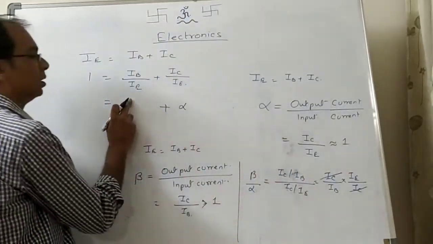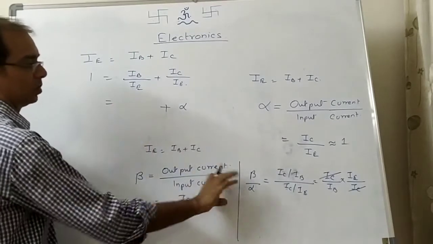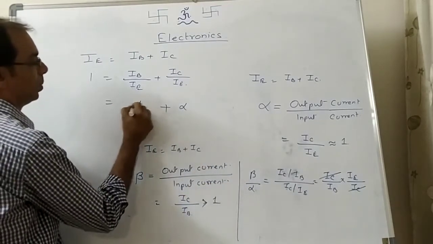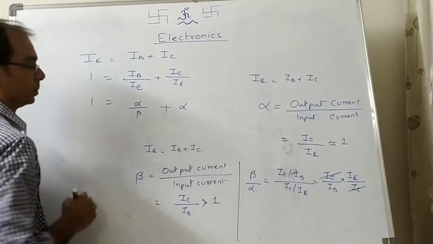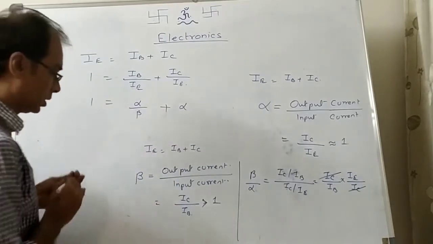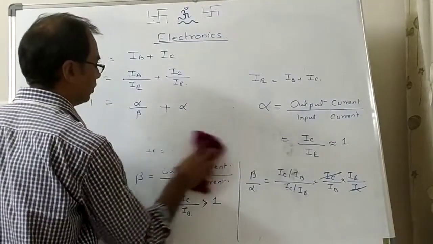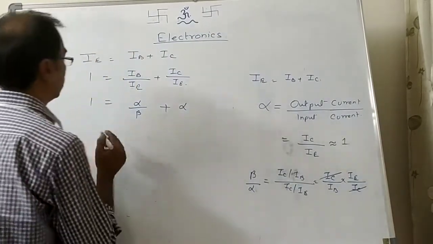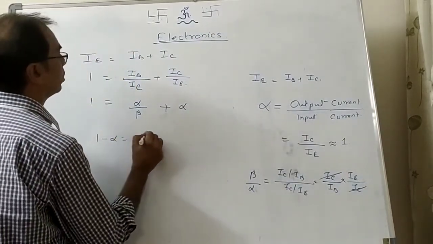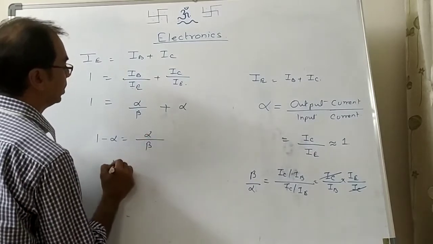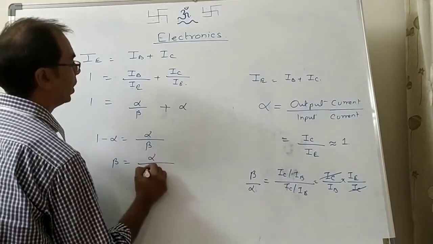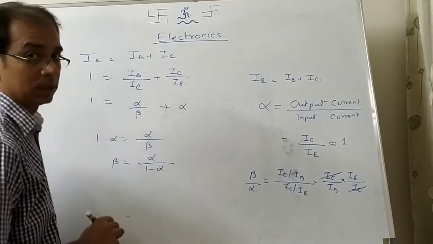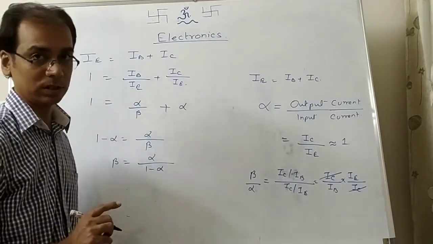What do I want over here? IB by IE, so that means the inverse. So it will become alpha by beta, 1. Right, so this is the relation we are getting. Further, we can make it as 1 minus alpha equal to alpha by beta. So beta equals alpha by 1 minus alpha. We need to remember this. There will be direct questions based on this.